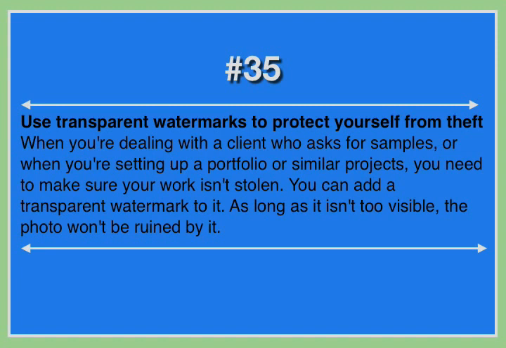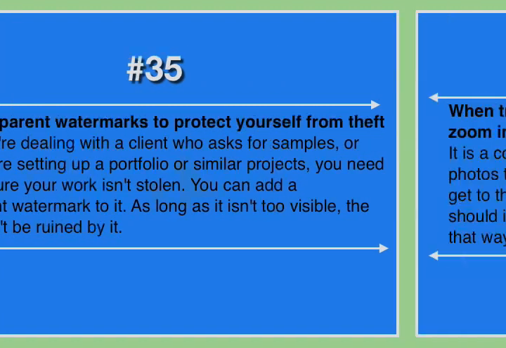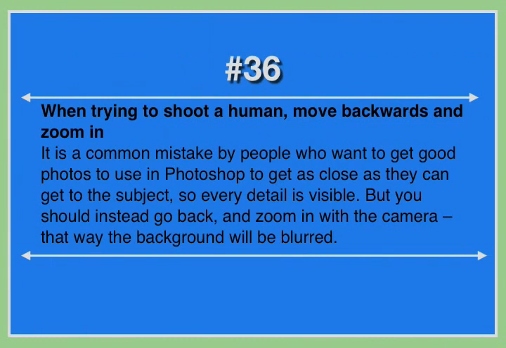Number 36. When trying to shoot a human, move backwards and zoom in. It is a common mistake by people who want to get good photos to use in Photoshop to get as close as they can to the subject so every detail is visible. But you should instead go back and zoom in with the camera. That way, the background will be blurred.